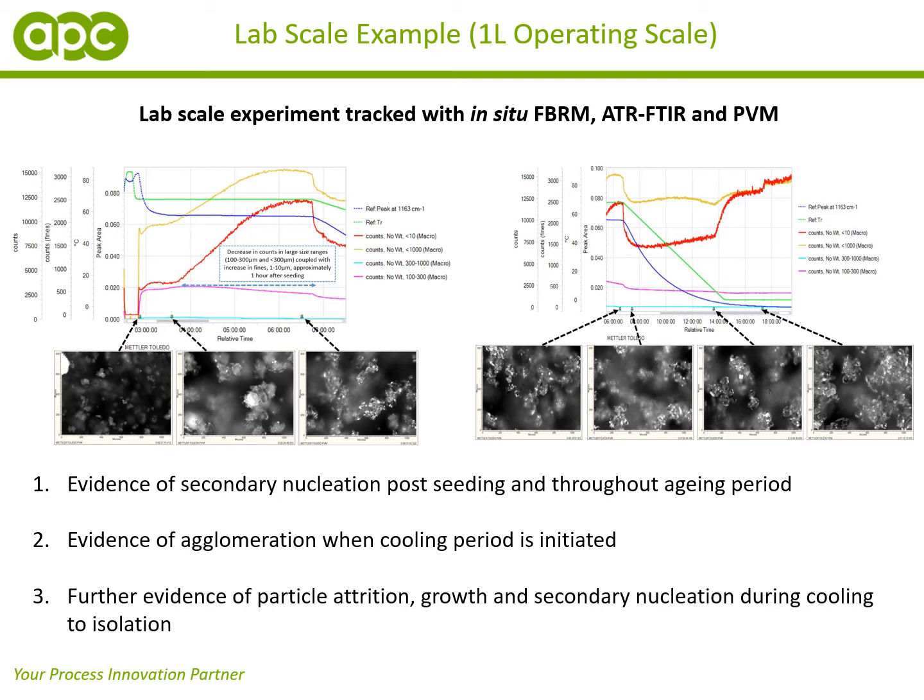And as that cooling period progressed, the agglomeration looks to come to a halt, and it reaches a steady particle population. But then once the isolation temperature of 0 degrees is reached, there's actually evidence of further secondary nucleation, again indicated by the increase in the fine counts being measured by the FBRM.